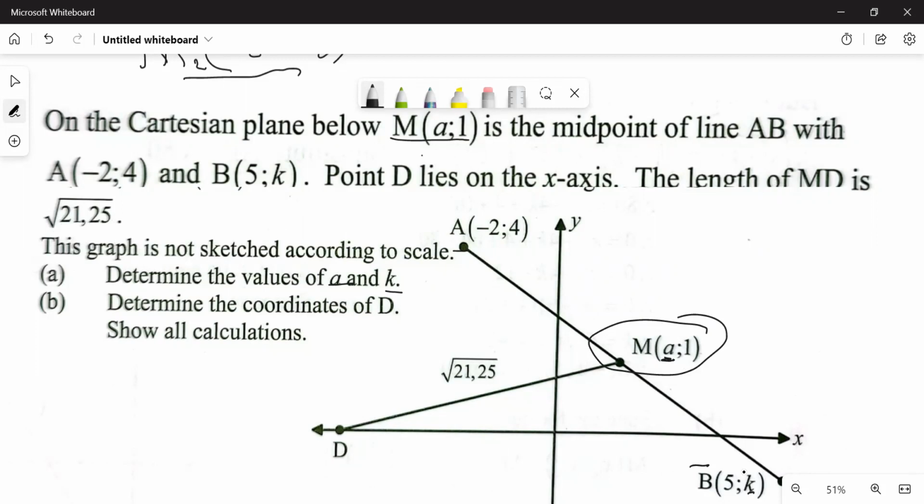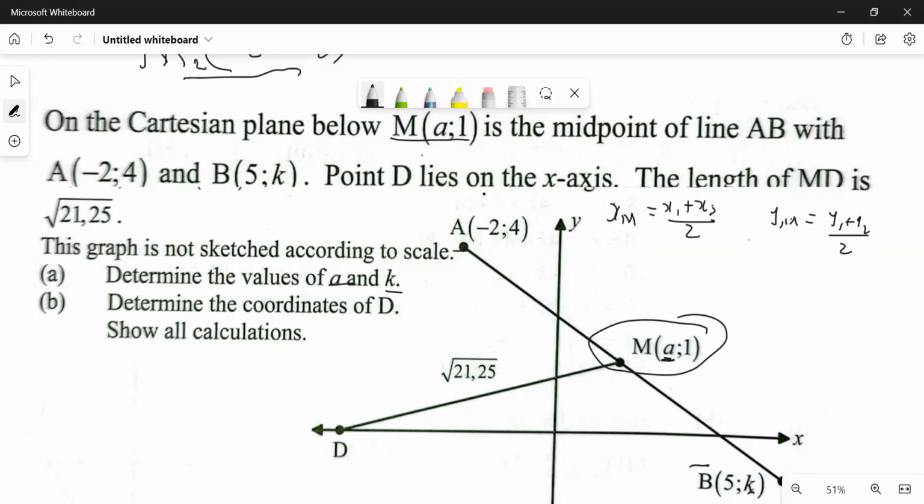The midpoint formula states that X at the midpoint is equal to X1 plus X2 divided by 2. And Y at the midpoint is given by Y1 plus Y2 divided by 2. Now, the question is, what is X1? What is X2? The ones at the end of the line are going to be our X1 and X2.